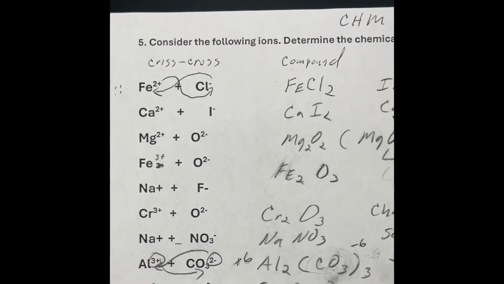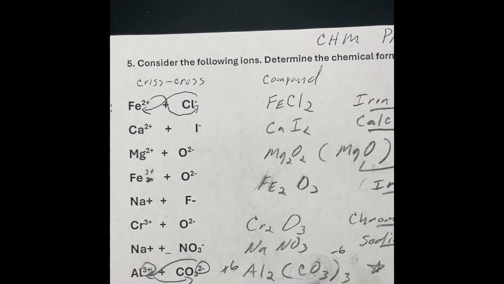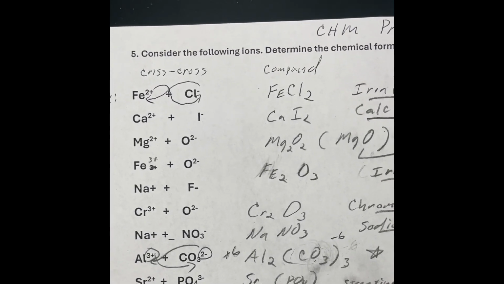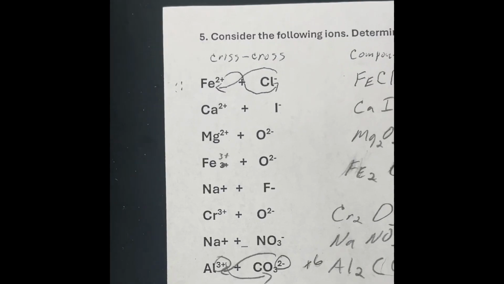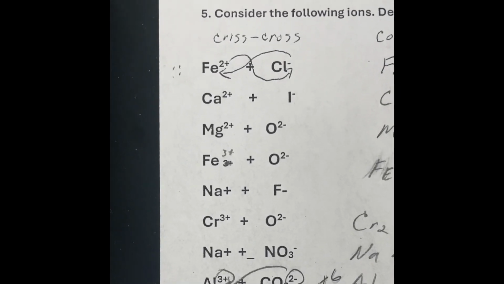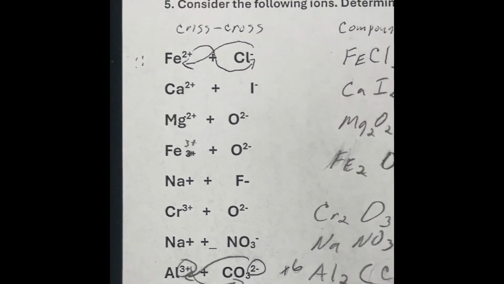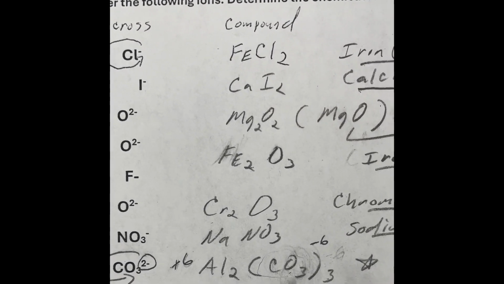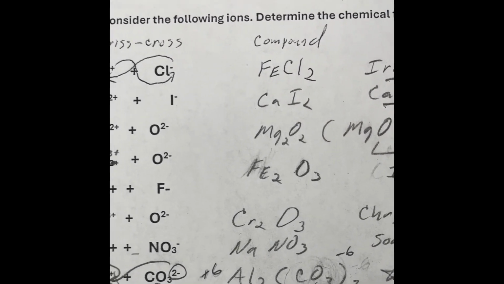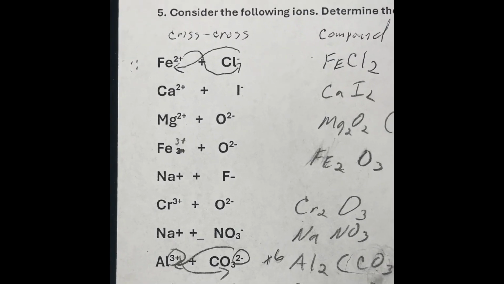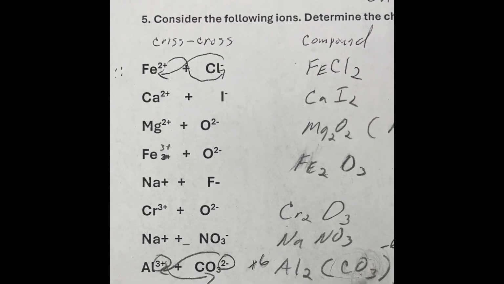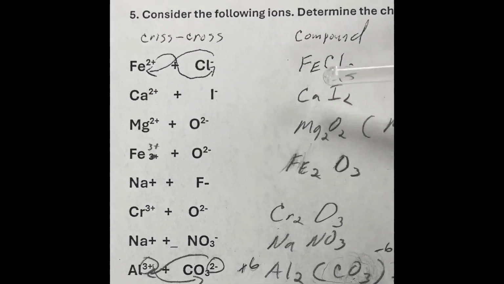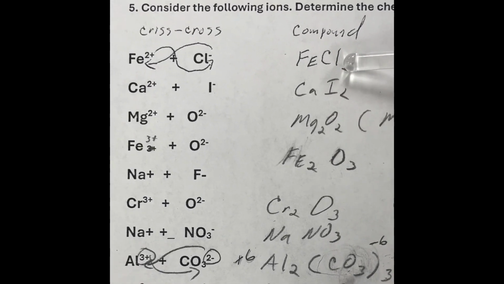Hello everybody, let's do a few of the trickier sort of problems towards the end of our handout that we've been working on in class. Notice in this question we're given the ions and we're asked to determine the chemical formula of the ionic compound that's produced by these ions. This isn't too difficult if you realize that the compound will be neutral.